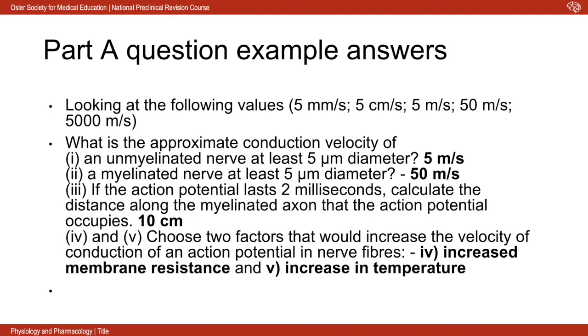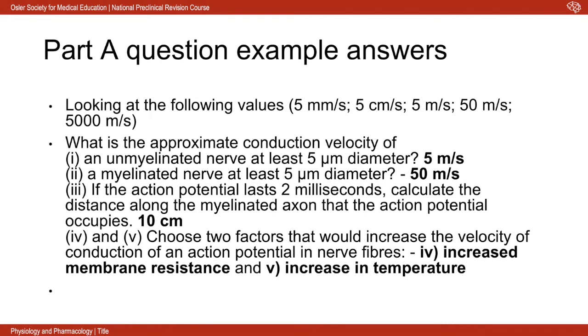So looking at the following values, 5 millimeters per second, 5 centimeters per second, 5 meters per second, 50 meters per second, and also 5,000 meters per second, what is the approximate conduction velocity of an unmyelinated nerve of at least 5 microns in diameter? 5 meters per second, if you go back to the previous slide, because of the reduced radius. A myelinated nerve at least 5 microns in diameter is obviously much faster because of the myelination, so it's 50 meters per second.